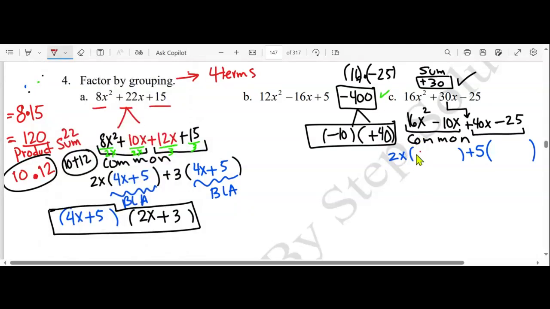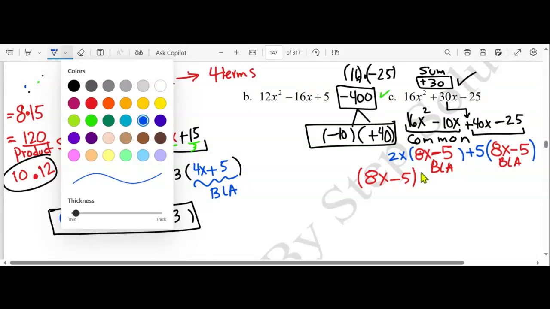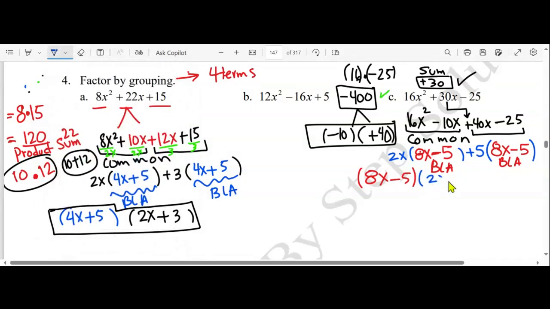What's left here? 16 divided by 2 is 8. 8x. 10x divided by 2x, minus 5. Here, what do you think? 8x minus 5. Do we have the common factor? What's the common factor? 8x minus 5. And what's the remaining? 2x plus 5. Is this clear? If you understand, raise your hand. If you do not understand, raise your hand.